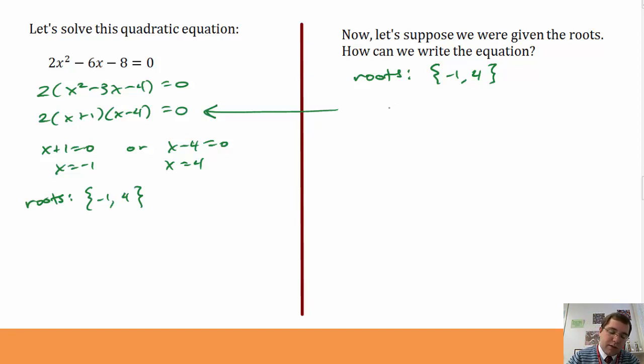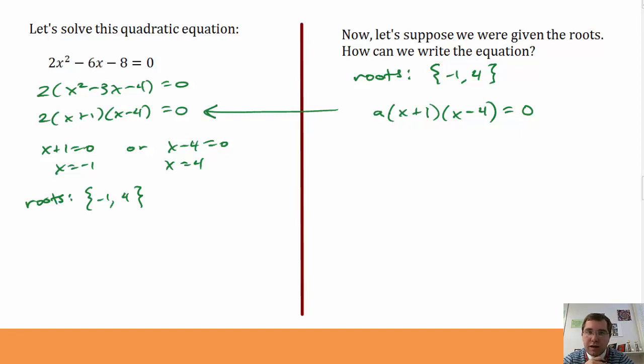If the roots are negative 1 and 4, we know that x plus 1 must be a factor of the equation, so that negative 1 is a root, and x minus 4 must be a factor of the equation, so that positive 4 is a root. So we at least know that. And that equation would have those roots of negative 1 and 4. But so would any equation with those and any constant a in the front.